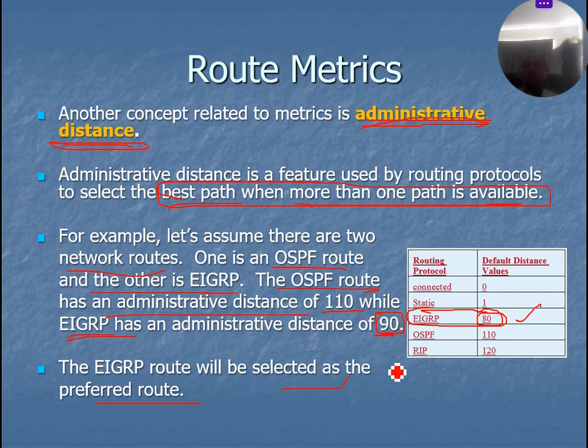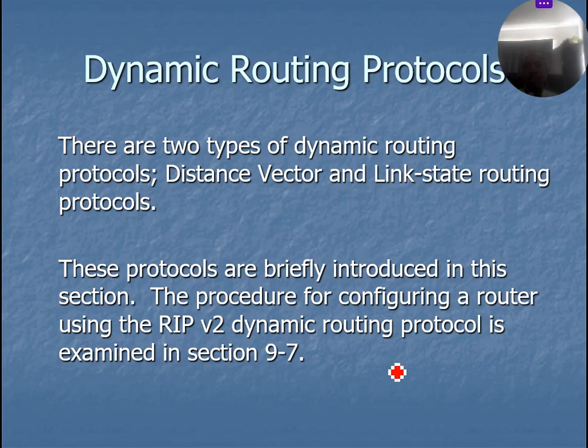Now let's move on. Dynamic routing protocol, still on it. We say there are two distinct types of dynamic routing protocol, which we've mentioned severally. One is the distance vector, and the other one is the link state routing protocol. Now these protocols, we've already introduced them in section 9.2, right?